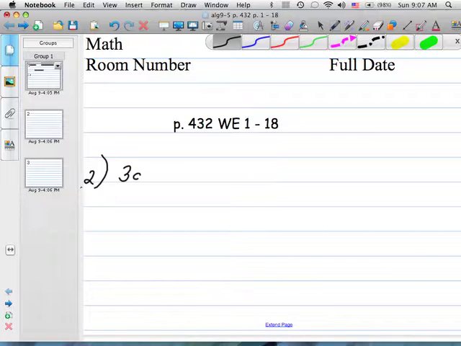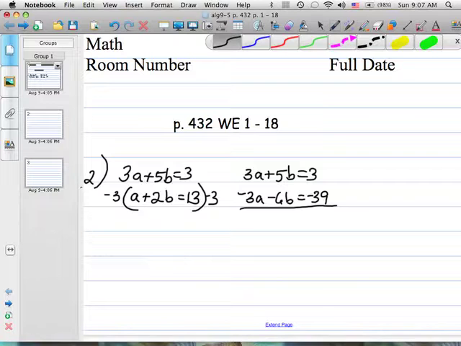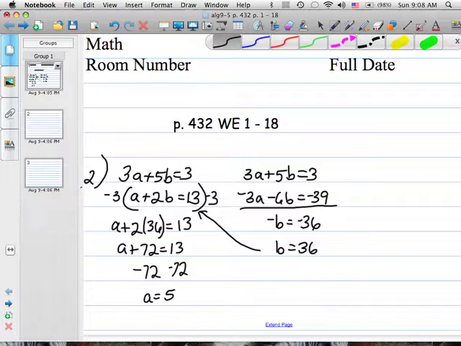So number 2, we have 3a plus 5b equals 3, and a plus 2b equals 13. I'm going to multiply the bottom by negative 3. So our new system is 3a plus 5b equals 3, and negative 3a minus 6b equals negative 39. Adding, I get negative b equals negative 36. So b is 36. And I'm going to plug it into this original equation here, a plus 2 times 36. Remember, you can use any of these equations when you go back to find a. So a plus 72 equals 13. Subtract 72 from both sides, and I get a equals negative 59.